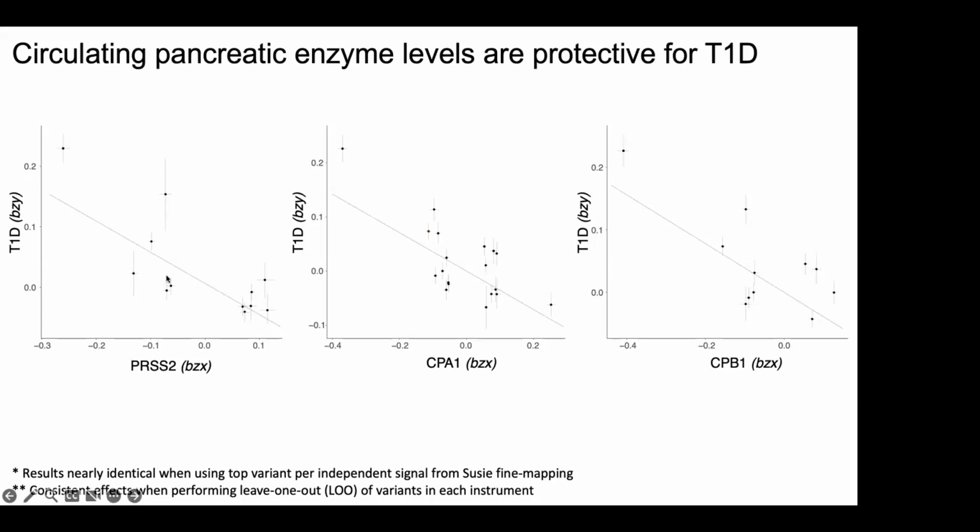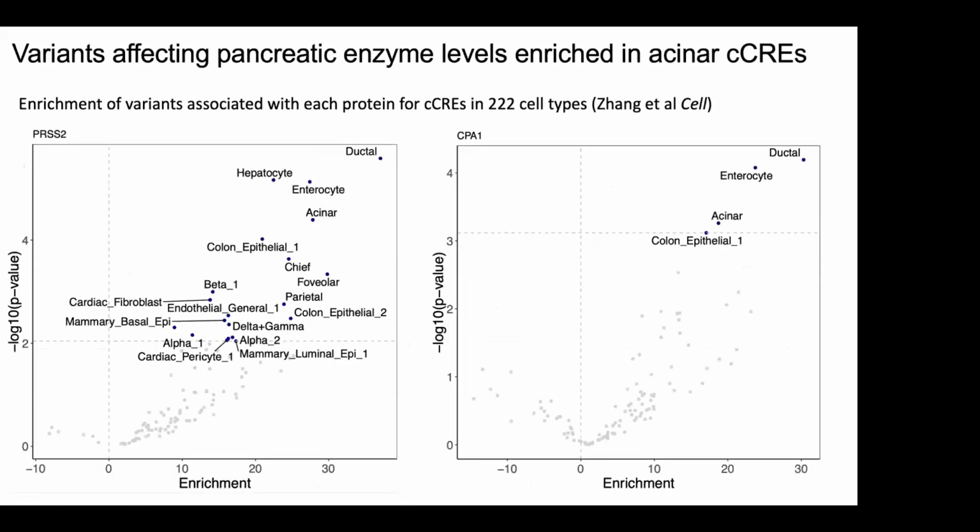So this is each of the variants that's associated with the levels of trypsin or these other pancreatic enzymes. And you can see pretty clearly that the alleles associated with increased levels of the protein are correlated with decreased risk of type 1 diabetes, right? And the lines are decreasing for all 3 of these proteins. So you can see that increasing levels of these proteins is protective for type 1 diabetes. So that was interesting, right?